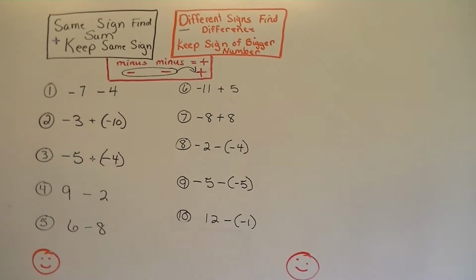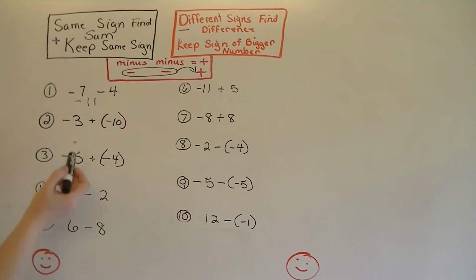Well, let's try a couple of these problems. First, we have -7 minus 4. I think about it as -7 and -4. They're both the same sign, so that takes me to this rule. So we would add them. And then it says keep the same sign. So that was pretty easy.